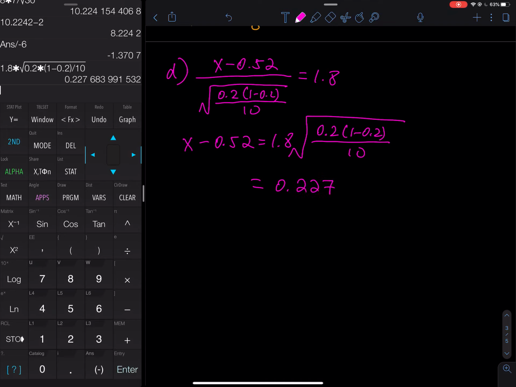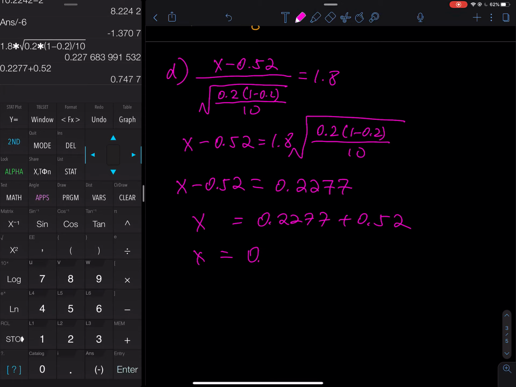0.227, add 1 to the 6. And then you have x minus 0.52. All right, you have 0.2277 plus 0.52 to get your answer. 0.2277 plus 0.52. 0.7477 is my final answer. Again, this is only an approximation because I approximated this quotient, product.